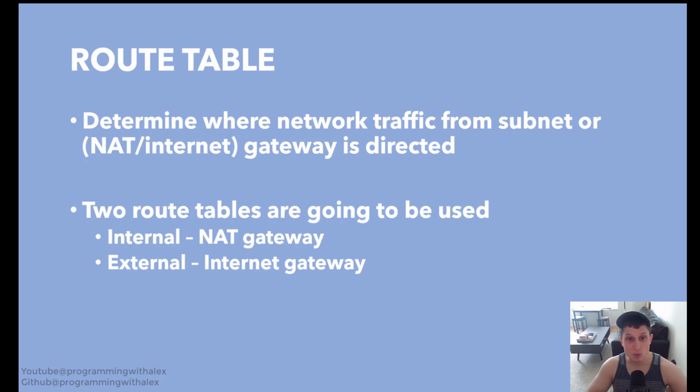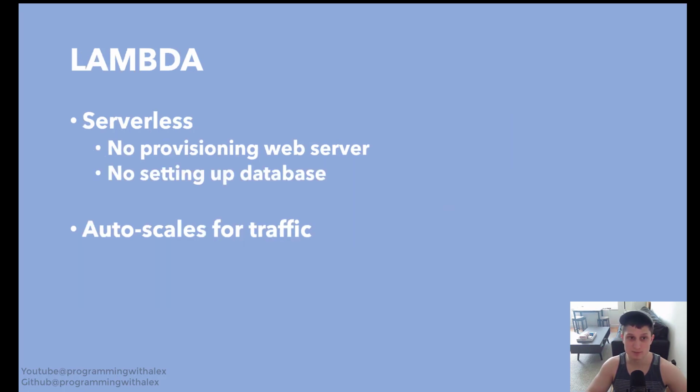We also have the route tables. This is going to determine where the network traffic from our subnets or the internet gateway or the NAT gateway is directed. We're going to directly tell them where to send the traffic. So we're going to have two route tables here. One for the NAT gateway, which is going to be for the internal private subnets, and one for the internet gateway, which is going to be for the external public subnets.